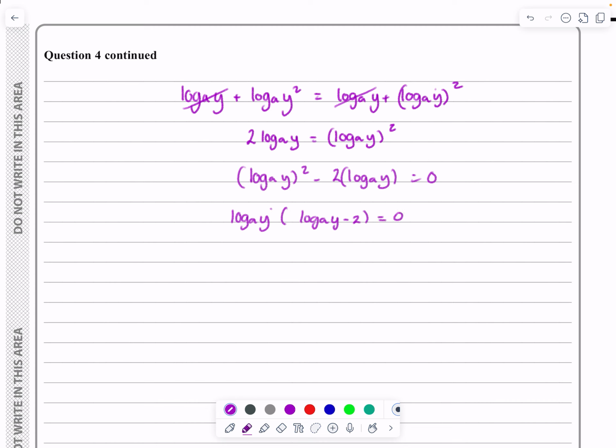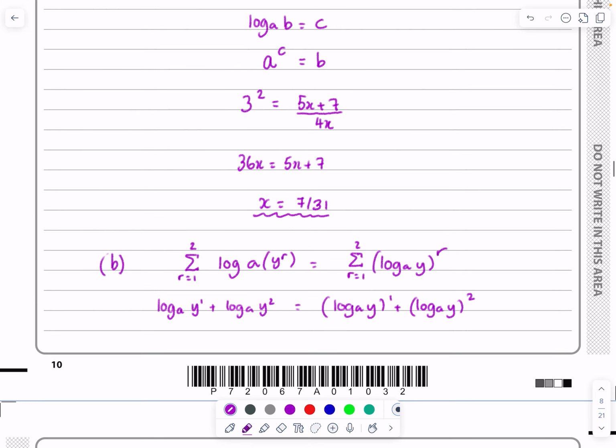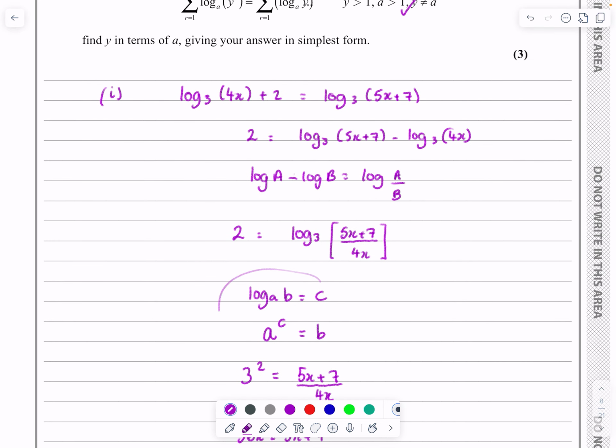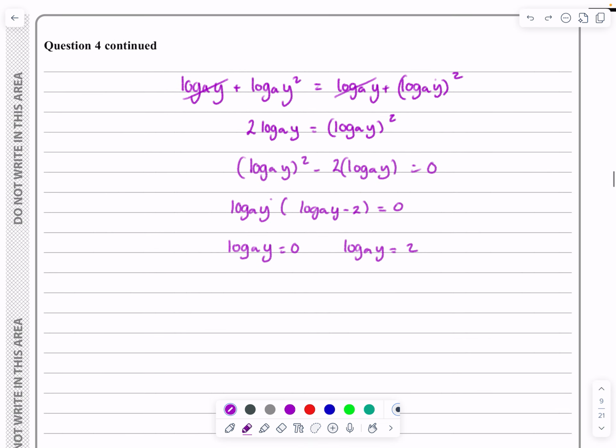So I either get log a y equals 0 or log a y equals 2, using exactly that same idea that we had. Using exactly that same idea again, I can then say if log a y is equal to 0, then y is equal to a to the 0, which gives me y equals 1, or I can get y equals a squared.